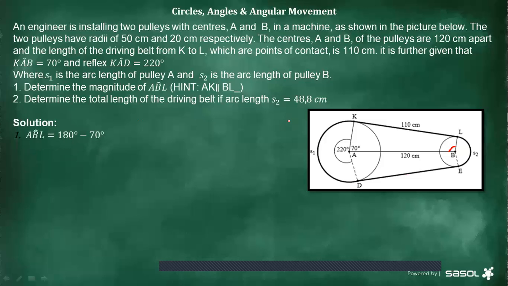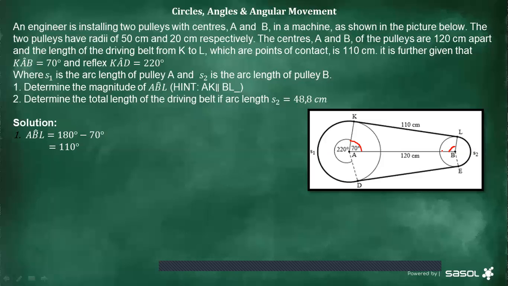Then we're going to be saying that angle is 180 minus 70, and then the answer is equals to 110. Why 180? Because these 2 lines, which is KA or AK, is parallel to BL. And then we all know that this angle here and this angle are called co-interior angles.